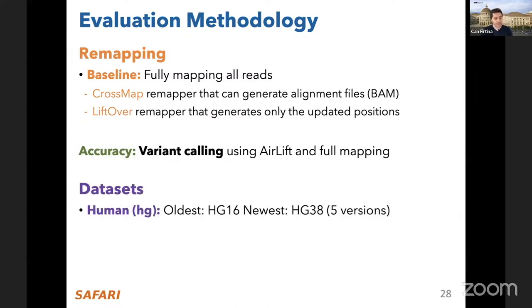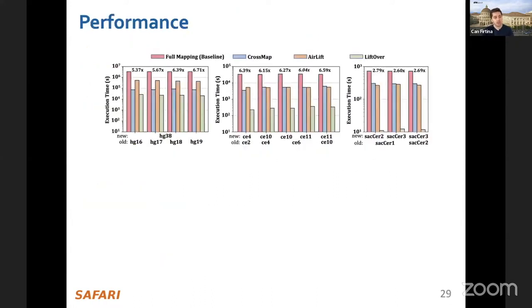We use various data sets. For example, for the human genome, we have multiple reference genomes, the oldest being HG16 and the newest in our case being HG38. We use a worm genome again, and also yeast. This figure shows the performance results compared to full mapping, CrossMap, AirLift, and Liftover. On the y-axis, we have the execution time. On the x-axis, we have the old reference genome information and the new reference genome information.